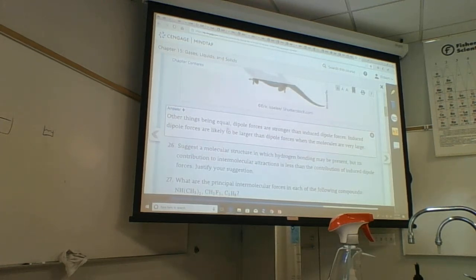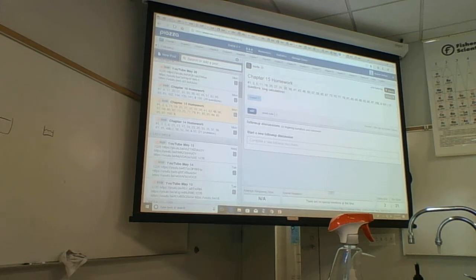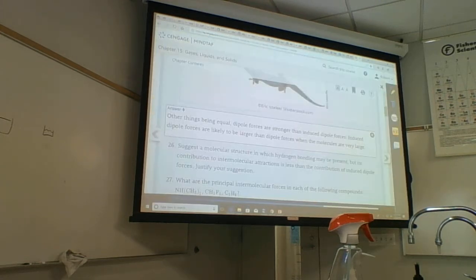Other things being equal, dipole forces are stronger. However, induced dipole forces can be bigger than dipole forces when the molecules are very large. That is, we can generate bigger waves in a big pool, even though the big pool might not have any permanent dipole, than we can have in a small pool in which waves are continually being generated. Does that make sense? All right, that's 25. Let's go on to 27, 31, 33.